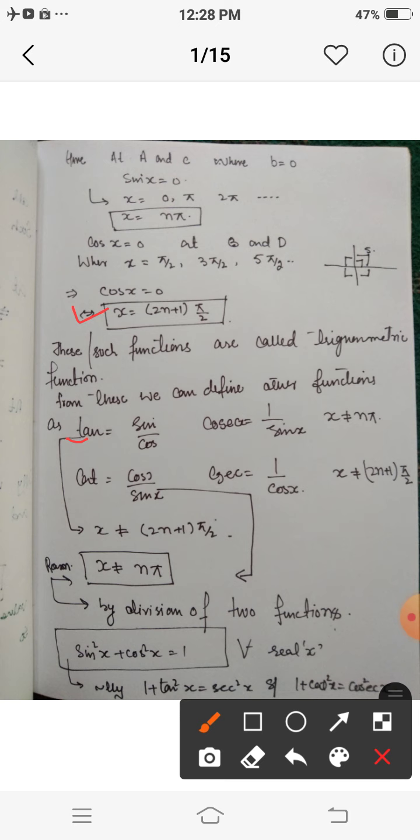Here, for tan, the domain is defined where the denominator is not 0. Now the denominator is 0 only when x equals (2n plus 1) pi by 2, that is, an odd multiple of pi by 2. So this means that for tan, the domain is completely R except odd multiples of pi by 2. Similarly for cosec, its domain is R with x equals n pi, that is, multiples of pi, removed. And for cot and sec, you know how to define the domain.